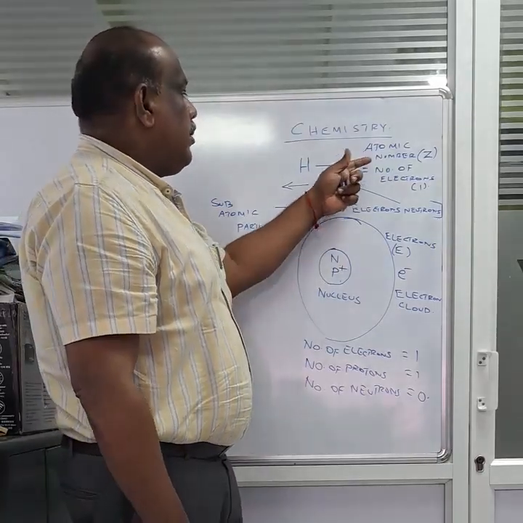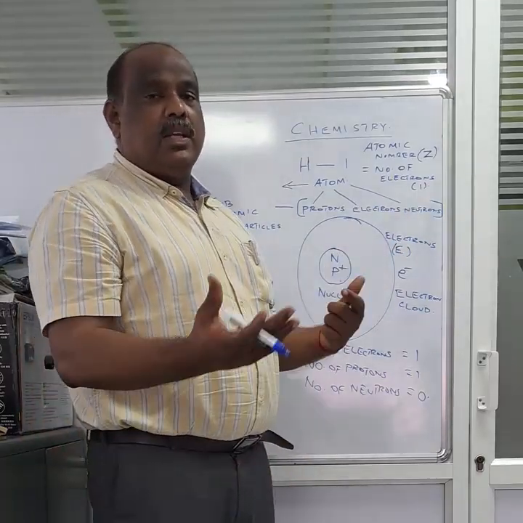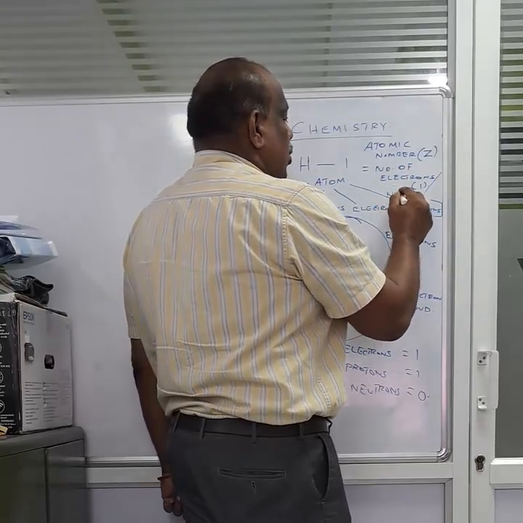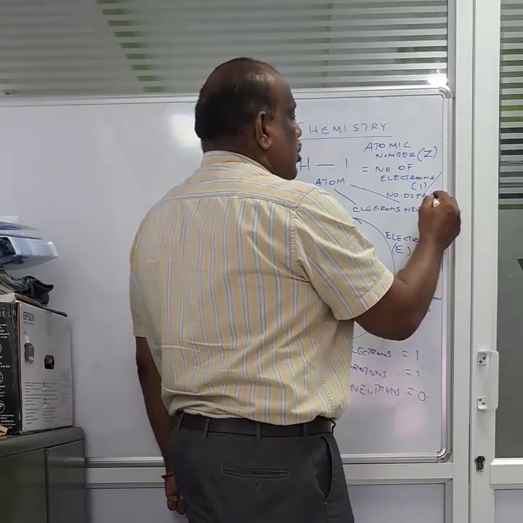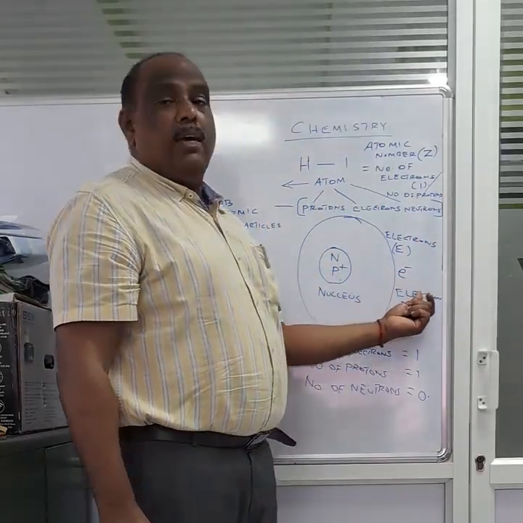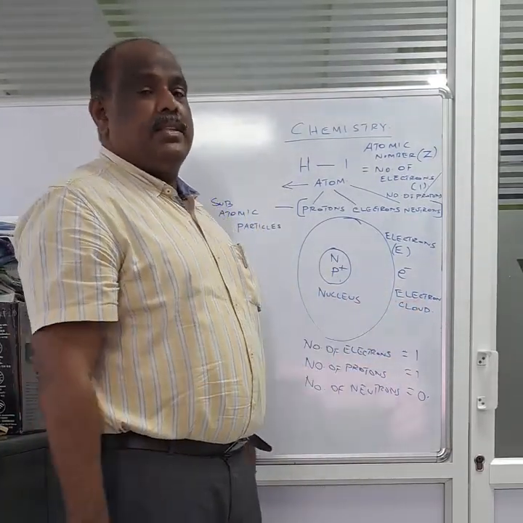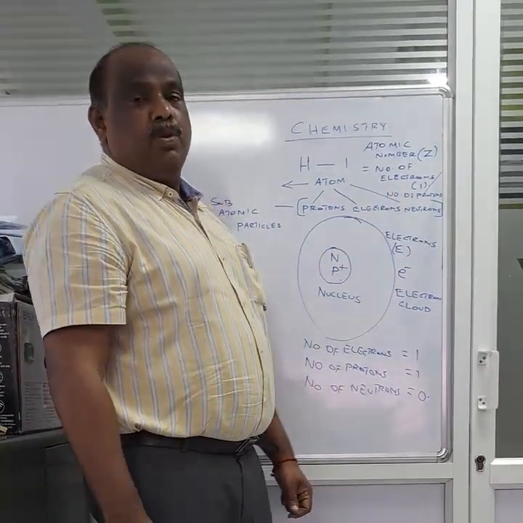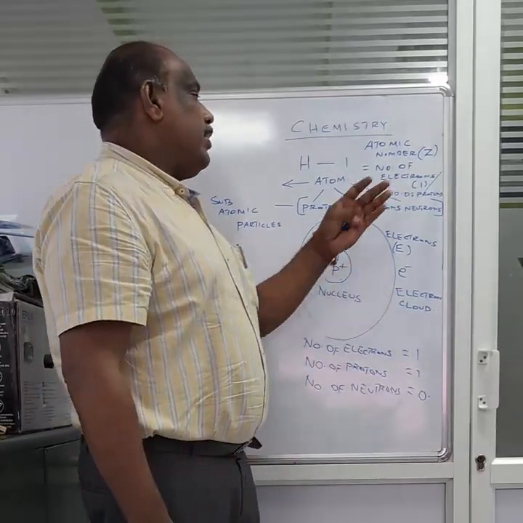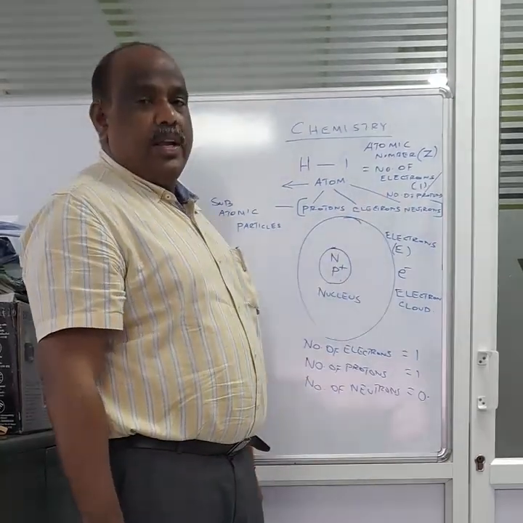When I told you the atomic number is the number of electrons, you may argue with me: why can't it be the number of protons? Because both are the same. So we can tell it is either the number of electrons or the number of protons. If I have 5 electrons, there will be 5 protons. If I have 9 protons, I have 9 electrons. So the atomic number can be defined as the number of electrons, or the number of protons.